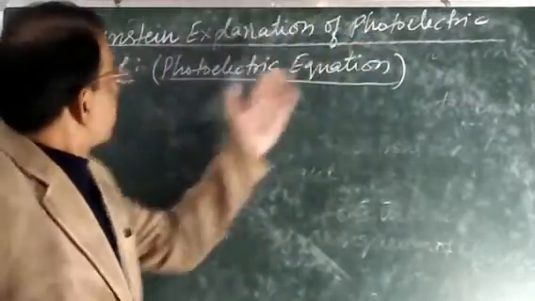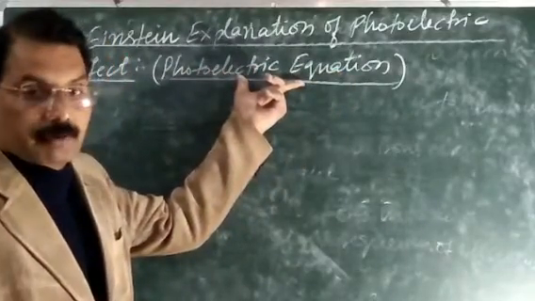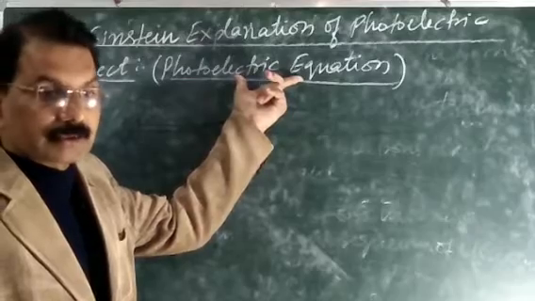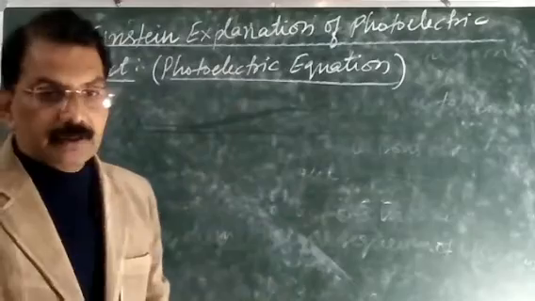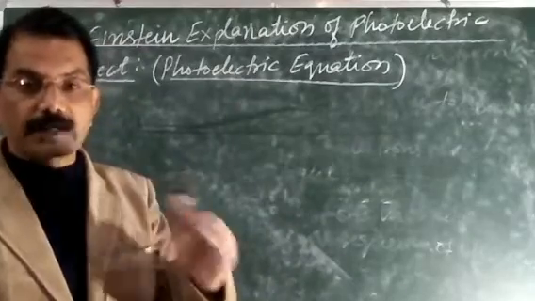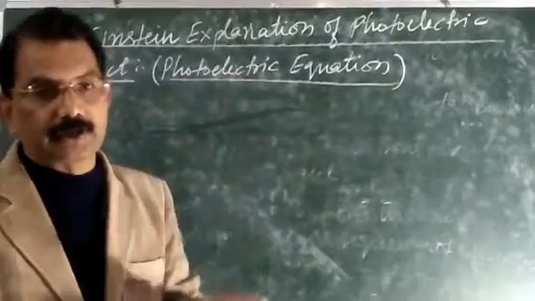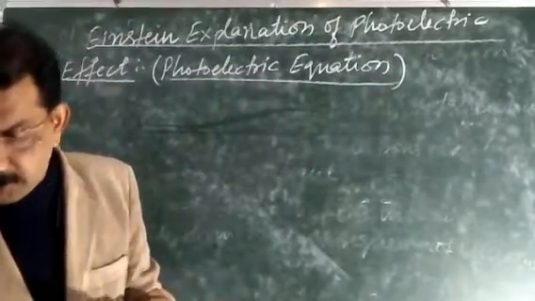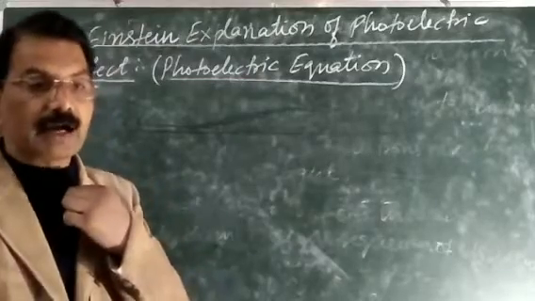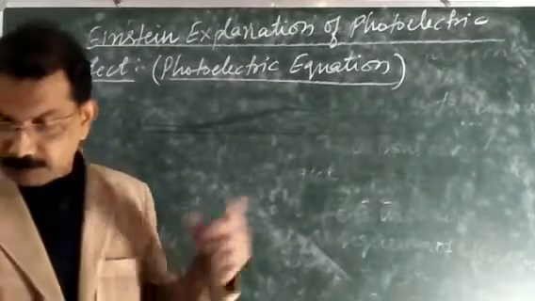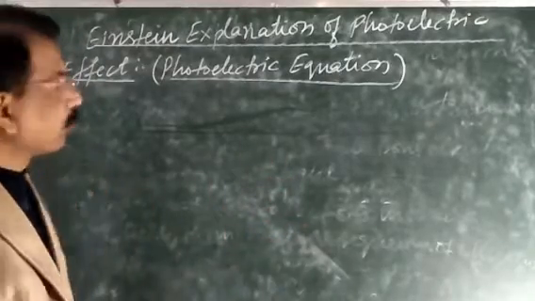Einstein's explanation of the photoelectric effect, or the photoelectric equation. This one is very, very important. Several times it has been asked to write down the photoelectric equation. Actually, Einstein explained the photoelectric effect on the basis of Planck's quantum theory, or Planck's photon hypothesis. So in 1905, Einstein explained the photoelectric effect on the basis of Planck's quantum theory.